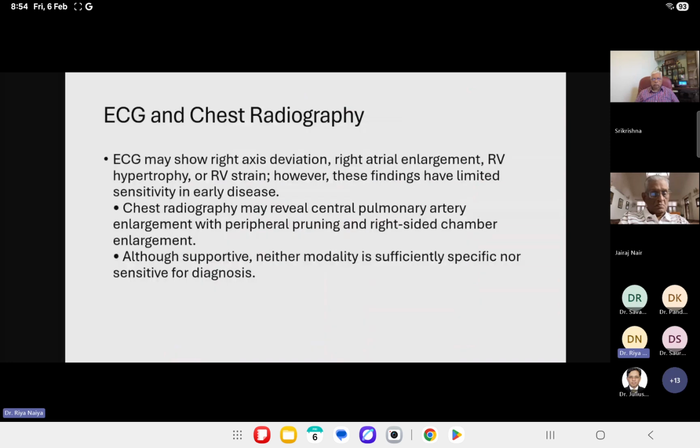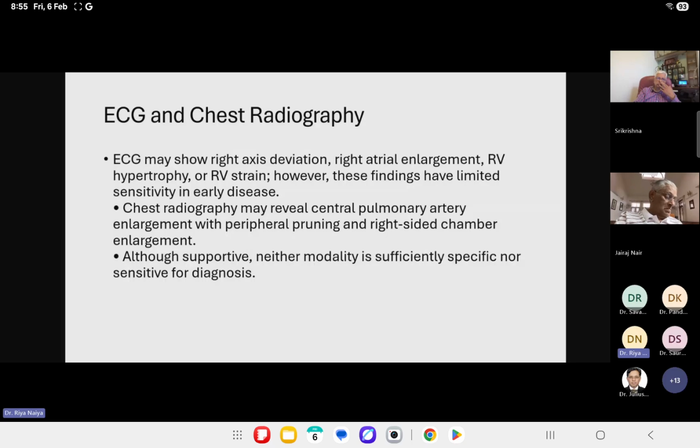Coming to ECG and chest radiography in pulmonary hypertension, ECG may show right axis deviation, right atrial enlargement, RV hypertrophy, or RV strain. However, these are non-specific and they have very limited sensitivity in the early stages. Chest radiography may reveal central pulmonary artery enlargement with peripheral pruning and right-sided chamber enlargement. Although supportive, neither modality is sufficiently specific or sensitive for diagnosis. So these are the typical ECG findings we see in pulmonary hypertension.